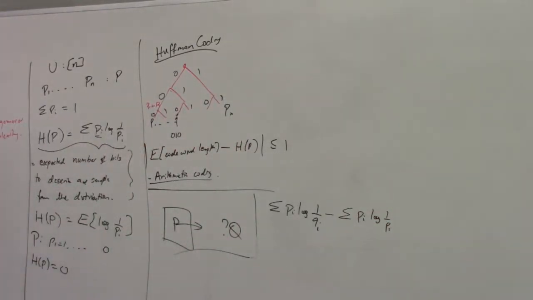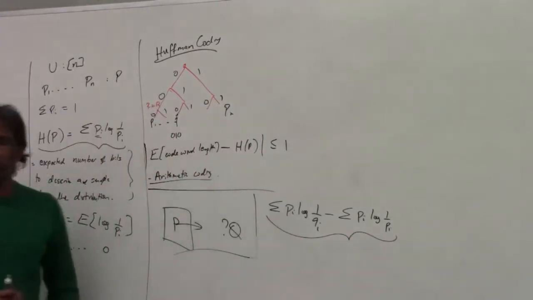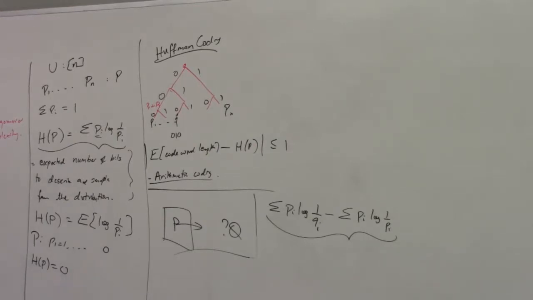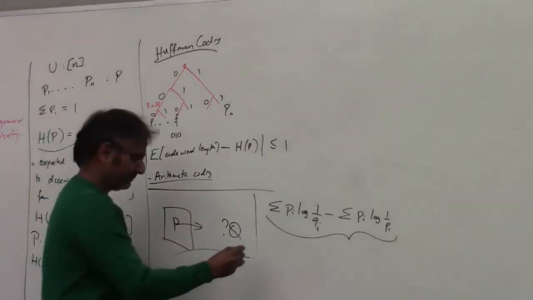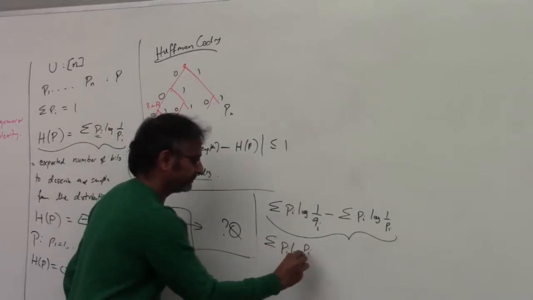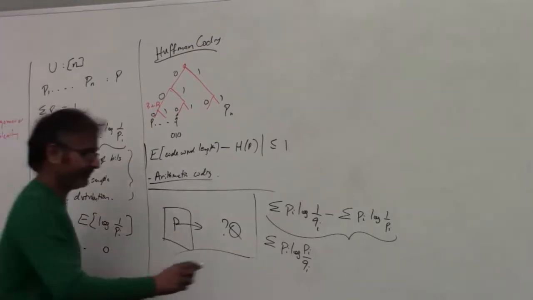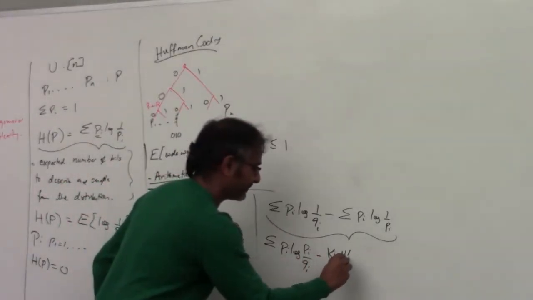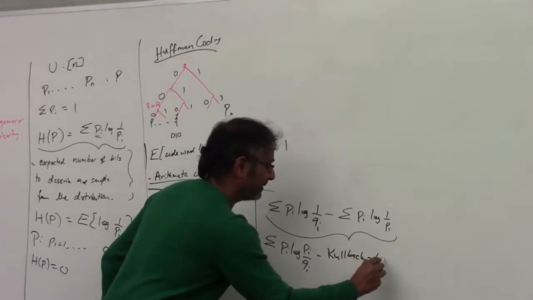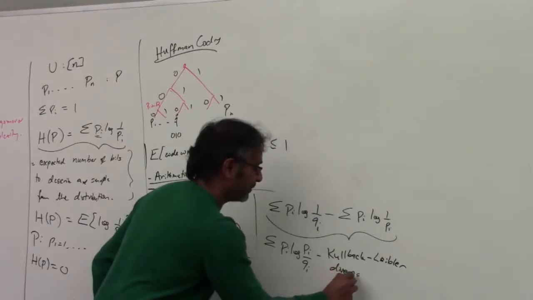Right? So this is the excess, the amount of extra that you're spending because you made a mistake. If you calculate this expression, some of you may find it familiar. This is called the Kullback-Leibler divergence, KL divergence, or relative entropy. This is probably the most fundamental distance notion in information theory as a way to compare two distributions.